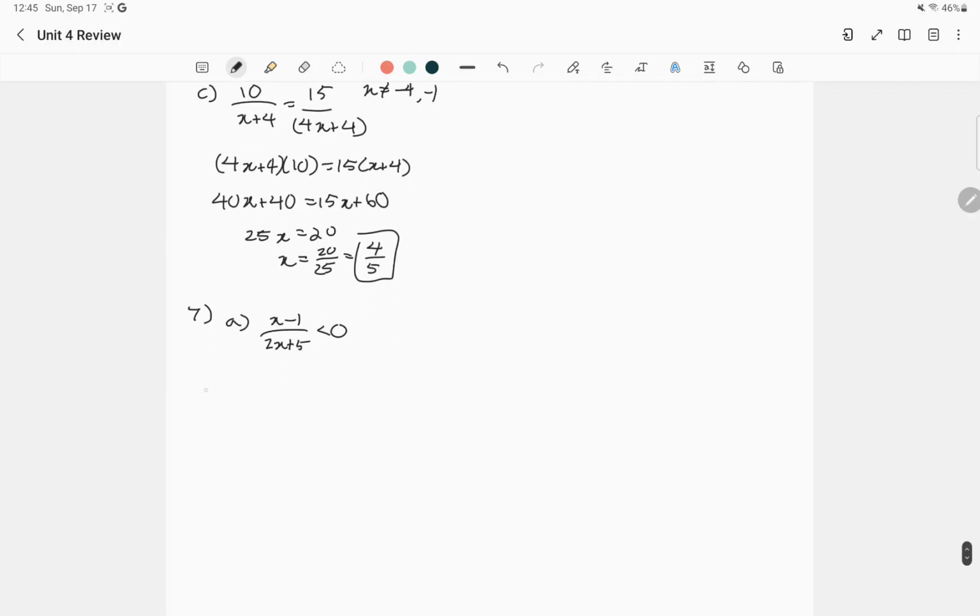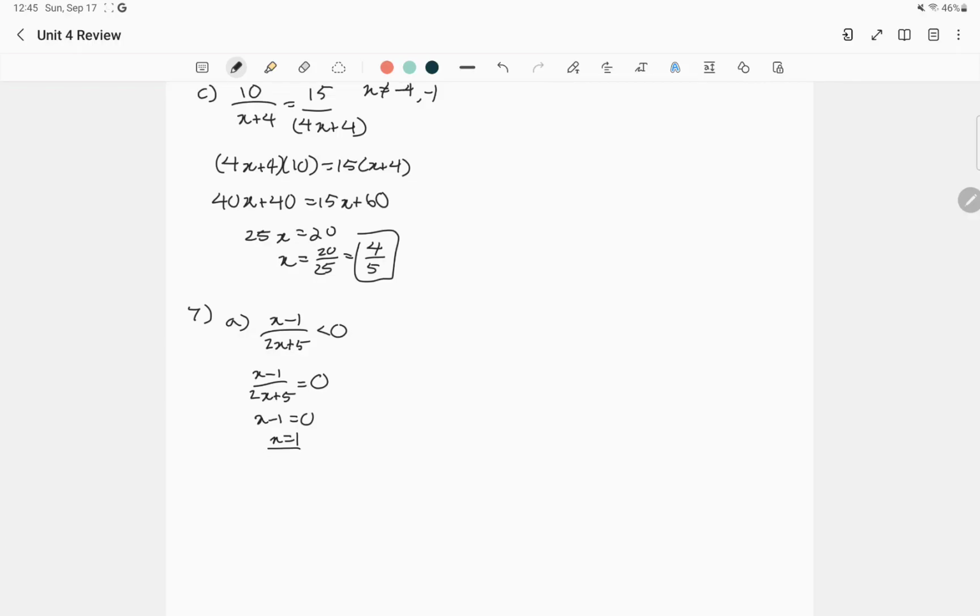What's our first critical point? First critical point is solving for directly, so x minus 1 over 2x plus 5 equals 0. x minus 1 equals 0, x equals 1. Or I should say that x equals 1 is our first critical point because x can't be 1, because if x were to be 1, then this value would equal 0, but it must be less than 0. So x cannot be 1, but that is a critical point. So keep note of that.